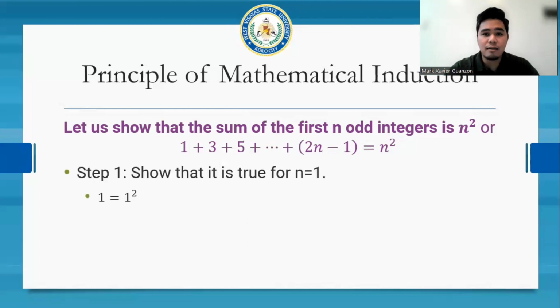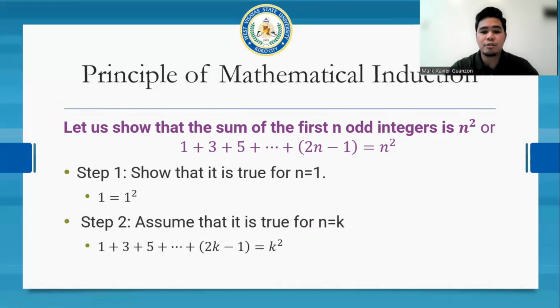For step 1, we need to show that it is true for n is equal to 1. So if we substitute, or if we try to find the sum of the first one positive odd integer, it's simply 1. It's basically equal to 1 squared. So that is true.